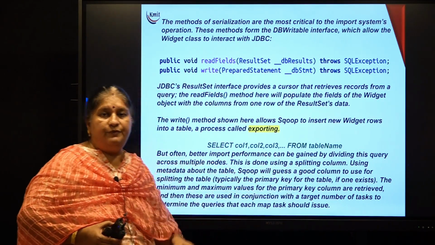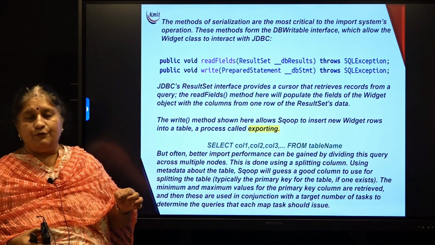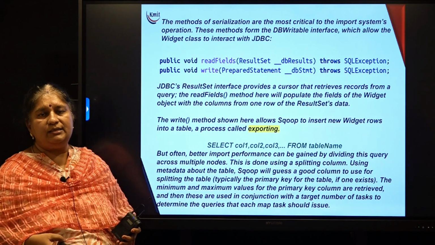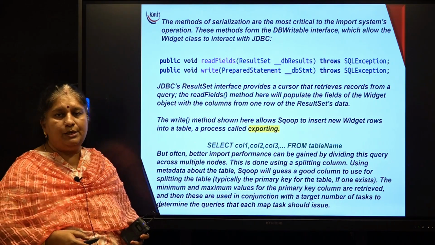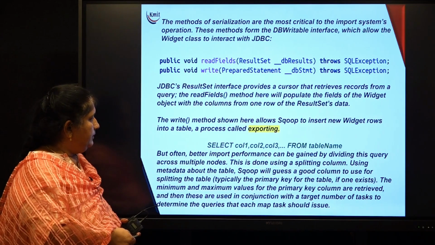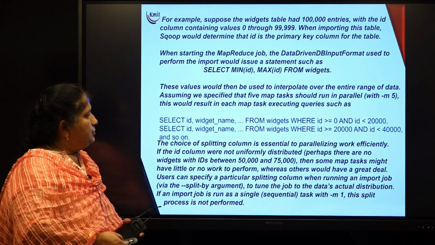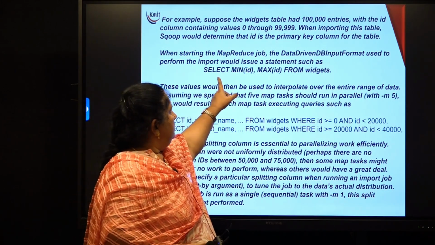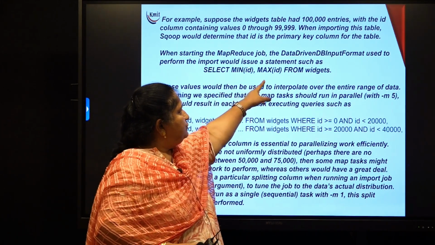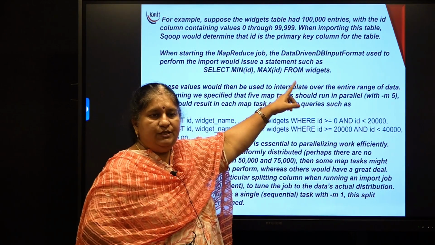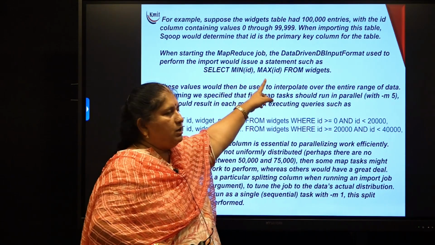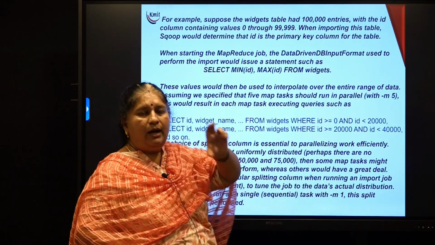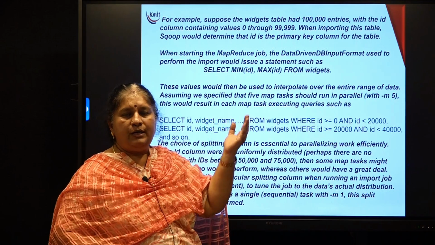Splitting column. Which column are we using for splitting? The primary key. Most of the time it is the primary key which decides how many rows are going into a split. So how do we define? For example, I have taken select minimum ID and max of ID from the widget table, which will tell me what is the minimum value, what is the maximum value. Subtract from the maximum value the minimum value, I get the range. Based on that I can divide.